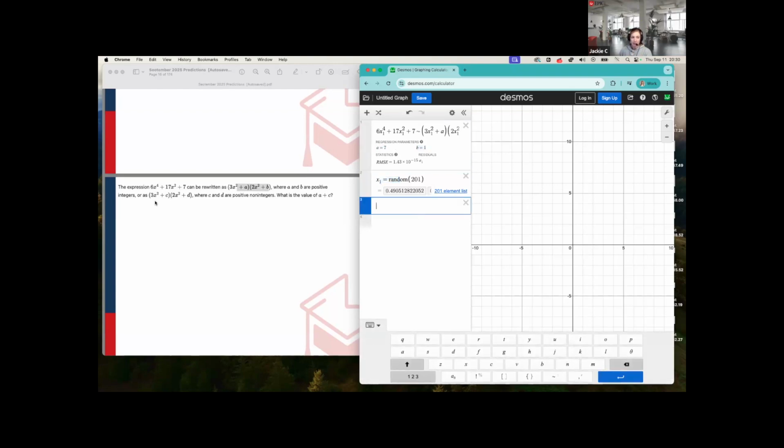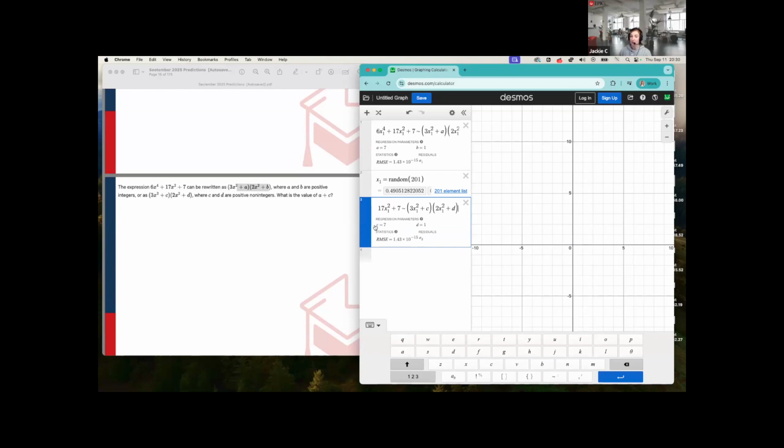Now I want to do the same for the next situation. So I would type it in again: 6x1 to the fourth power plus 17x1 squared plus 7. And then I'm going to put the tilde again. And then we have our 3x1 squared, and now instead of a, we have plus c. And then we have 2x1 squared plus d. And here you can see that I have c equals 7 and d equals 1 again.